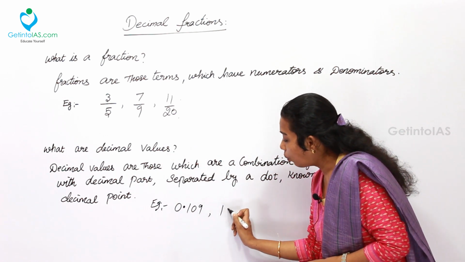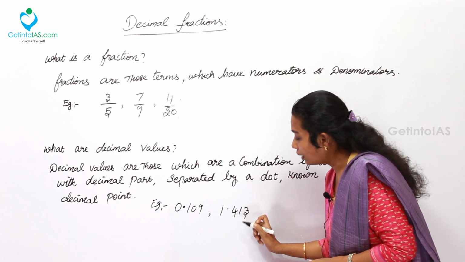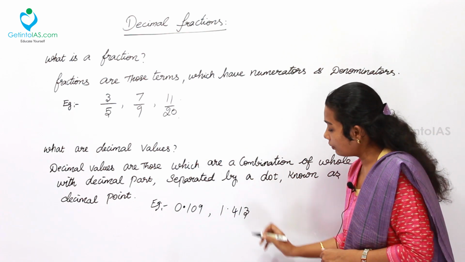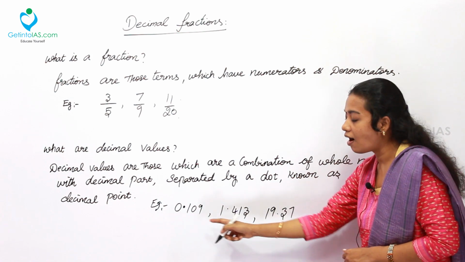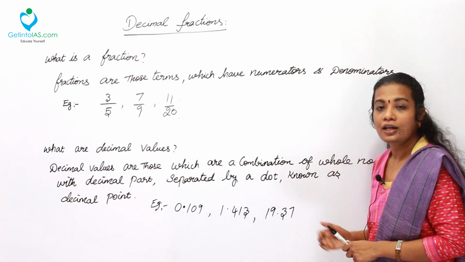One more example, 1.413. This is another example of a decimal value. Another example, 19.37. These are all examples of decimal values.